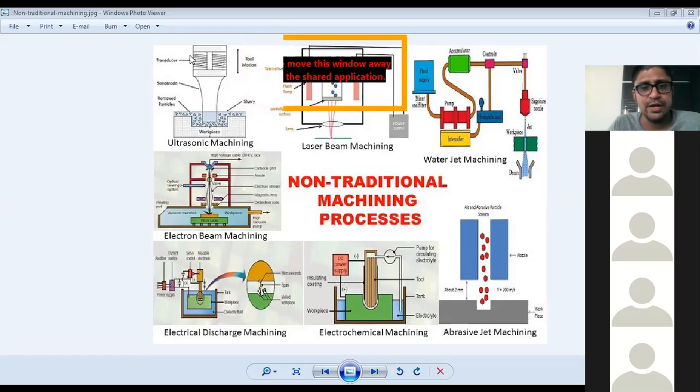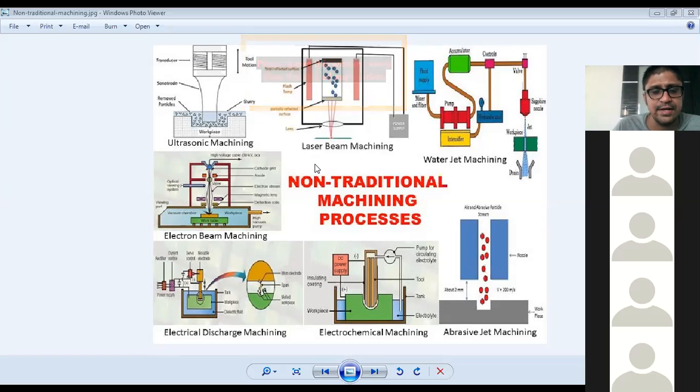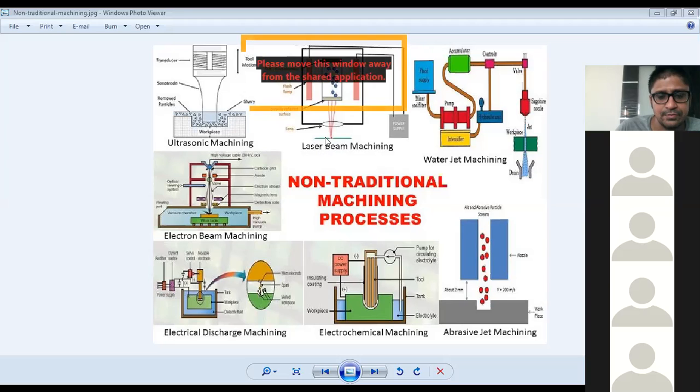Yes, Darshan, you can ask. Yes, sir. What kind of materials can we machine with laser beam machining? In laser beam machining you can melt, no problem, not an issue. It's a versatile process. It is thermal, so as far as material is concerned, there is no restriction.